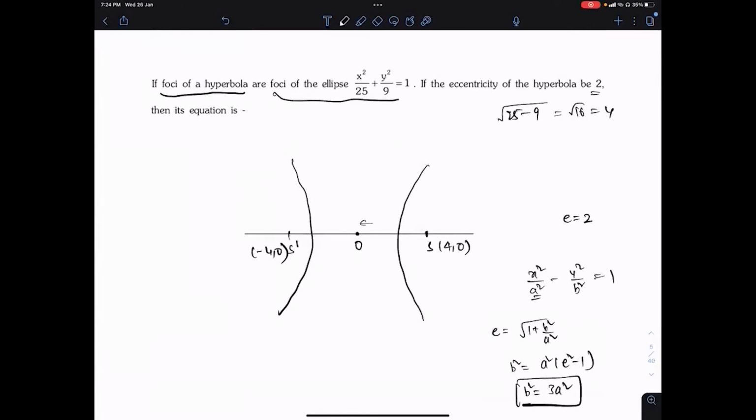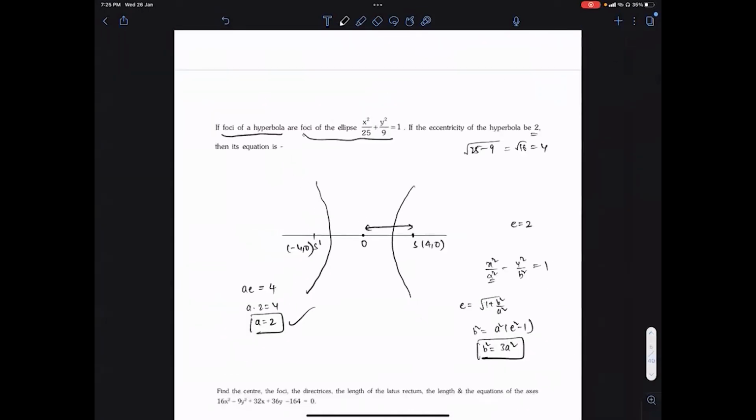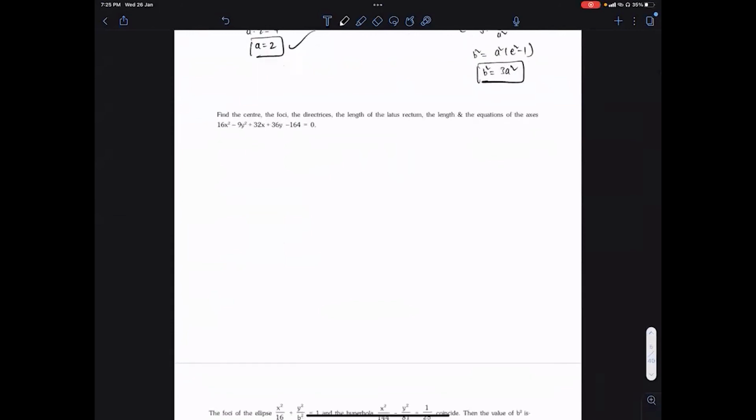For this hyperbola, from the center, how far is the focus? ae, no? That is 4. Eccentricity is how much? 2. So a into 2 equals 4. So a for this hyperbola is how much? 2. Once you know a square, you know b square, that is 3a square. You will get the equation. Okay. Next.